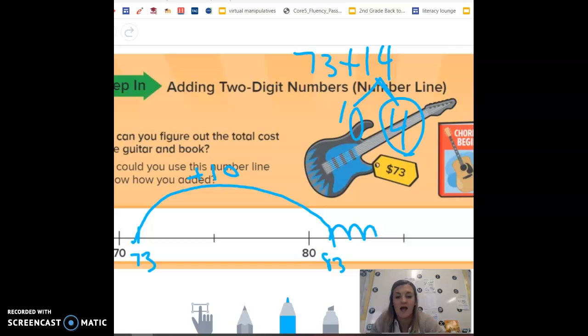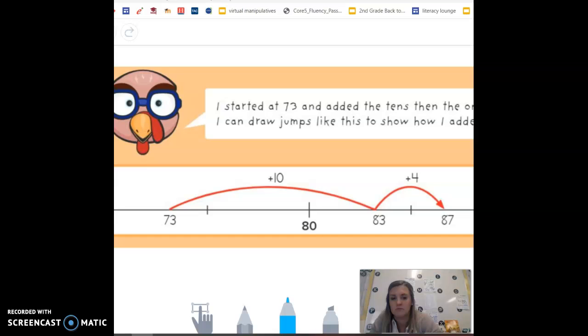84, 85, 86, 87. Okay, actually, those aren't spaced correct because this would be 85 right here. But the spacing doesn't have to be perfect as long as you are getting to that answer. You can see here a little bit more of what it was supposed to be spaced like because this is 85. So you got to pay attention to what these extra tick marks are worth so you can make sure your jumps are the right size.